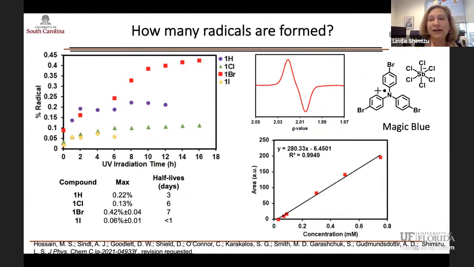So these are the dimer structures, either with hydrogen, so lots of en bloc pair positions, chlorine, bromine, and iodine in those positions. You can see all of them generate radicals, but the bromine generates the most radicals, 0.42%. Those radicals stay around a long time, with a half-life of 7 days. The hydrogen version, you'd expect it to be really unstable, but these are very stable in the solid state assembled, and generate about 0.22% radicals, with a half-life of 3 days. The iodine version generates much less radical, 0.06%, and they don't remain around, with a half-life of less than a day.